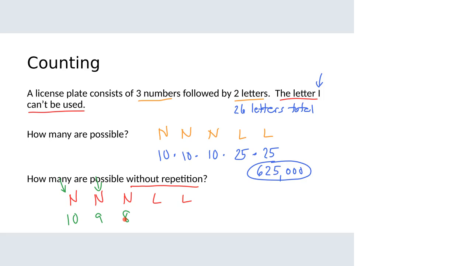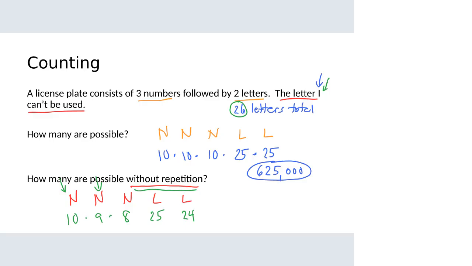Okay, now we get to the letters. There are 26 letters in my alphabet. I can't use the letter I, so that gives me 25 letters to pick from here. And now of those 25 letters that are available to me, I've used one. So I don't have all 25 to pick from anymore. I have 24. The reason we count down like that is because of this instruction of without repetition. I'm not allowed to repeat, so that's why my numbers go down by 1.